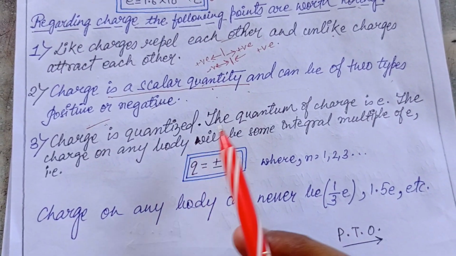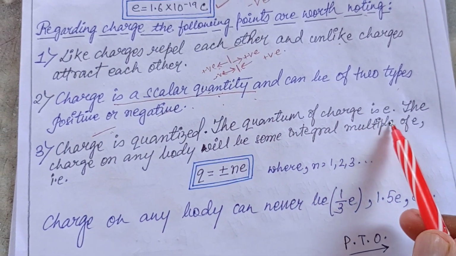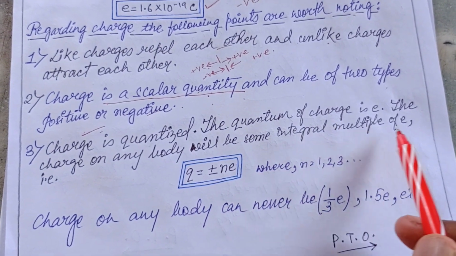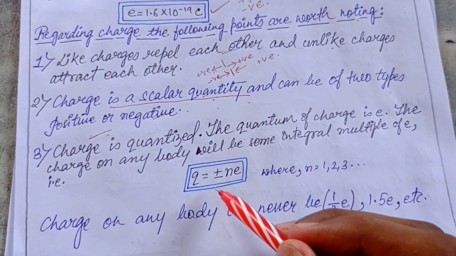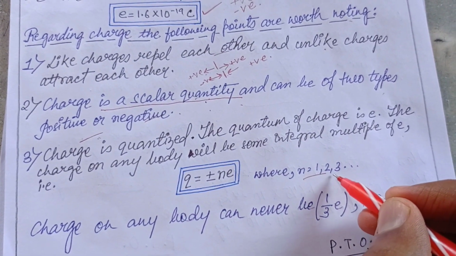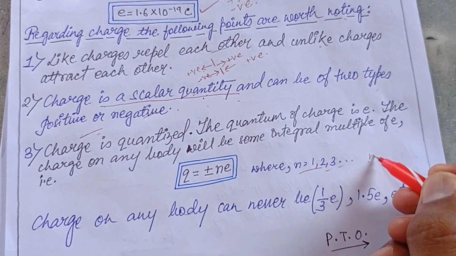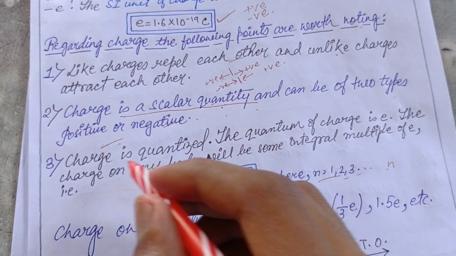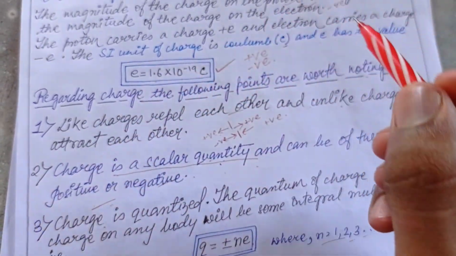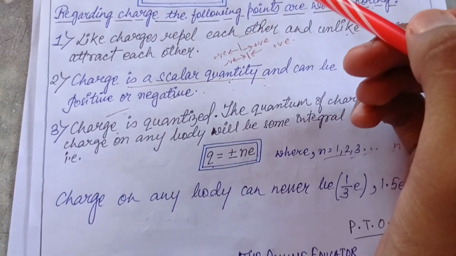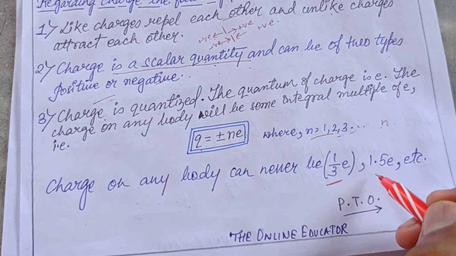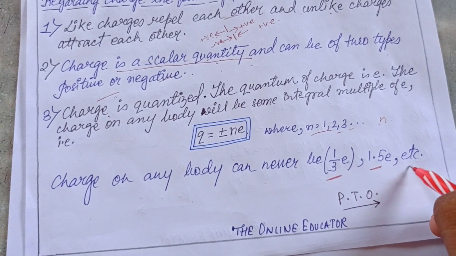Charge is quantized. The quantum of charge is e. The charge on any body will be some integral multiple of e. That is, Q equal to plus minus n e, where n can be 1, 2, 3, any integer, Q is the charge, and e is 1.6 into 10 to the power minus 19 coulomb. The charge on any body can never be 1 by 3 e or 1.5 e. It cannot happen like this.